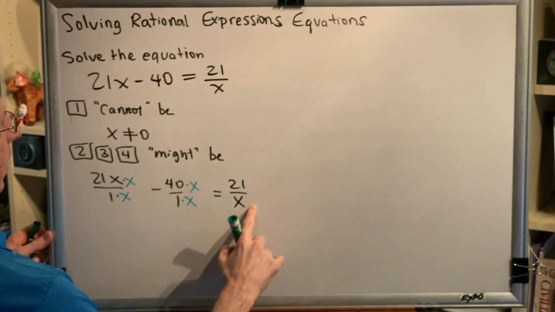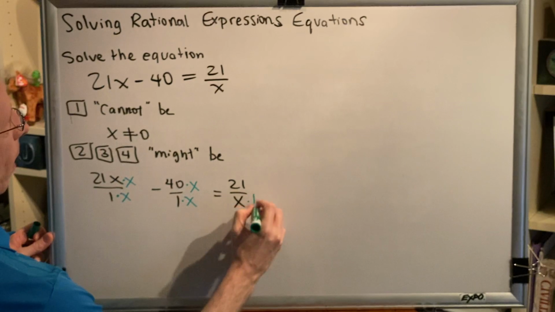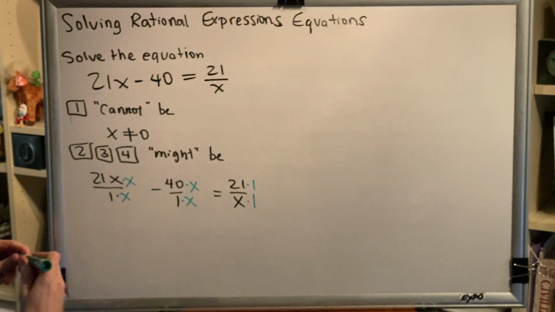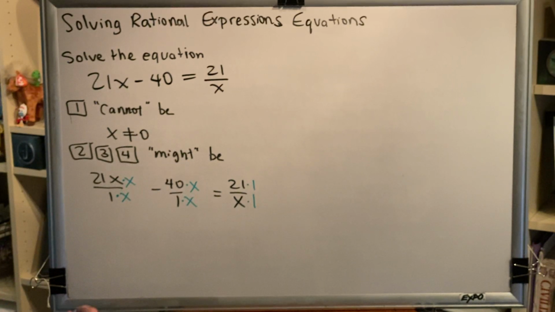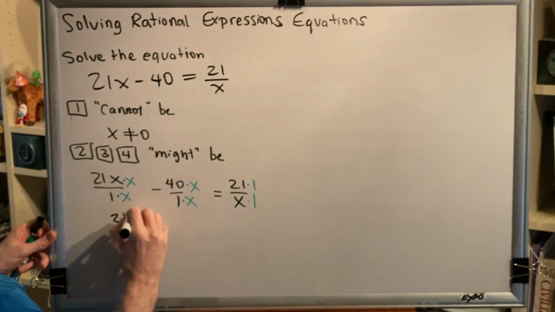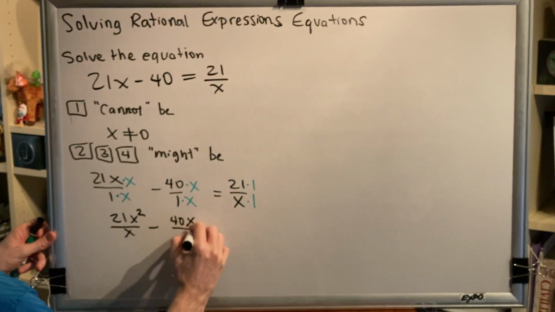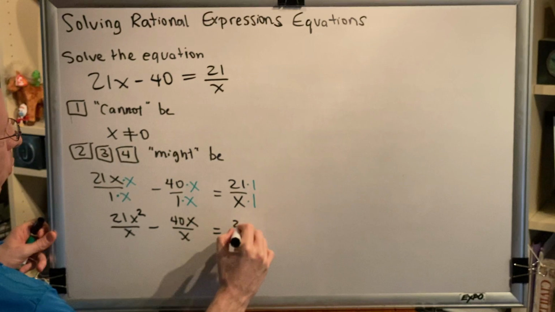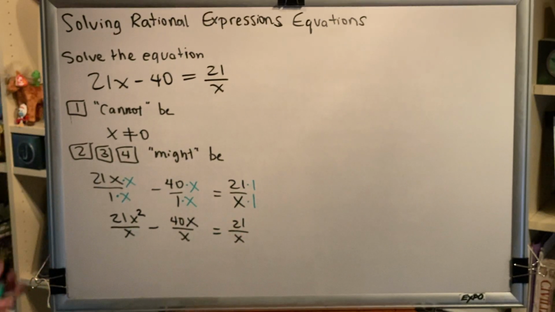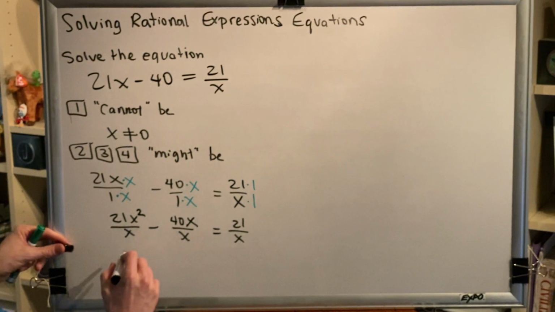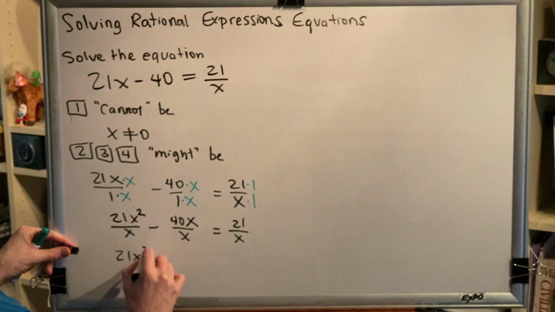Now, even though it's not necessary, you may multiply by 1 top and bottom here, just to get a visual sense that all of these are exactly the same thing. So what do we have? 21x squared over x minus 40x over x equals 21 over x. So our least common denominator is x. So what we're going to do is replace the x in the denominator with LCD.